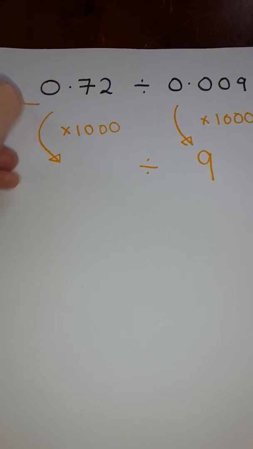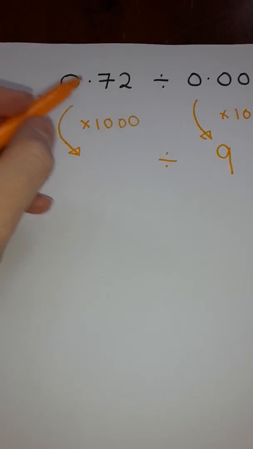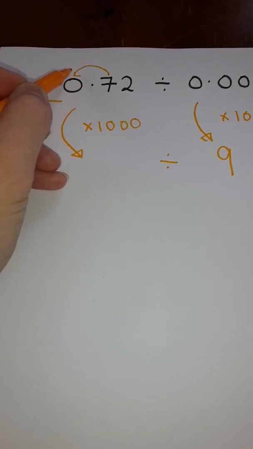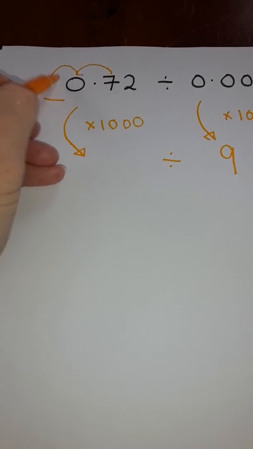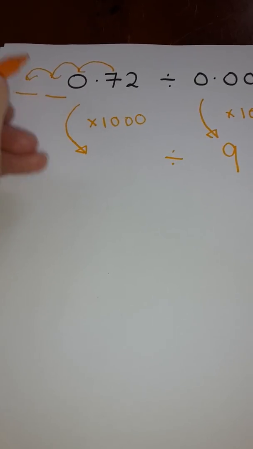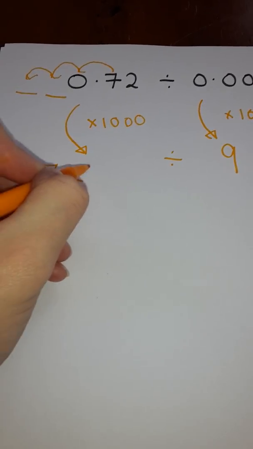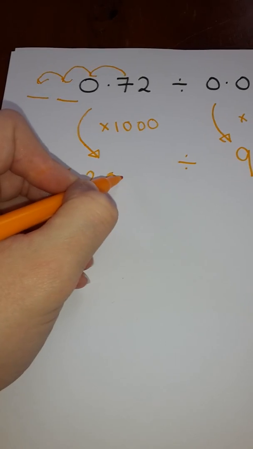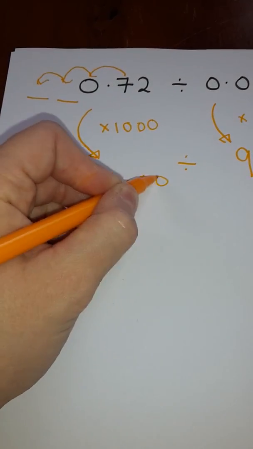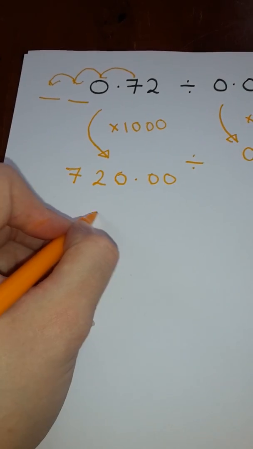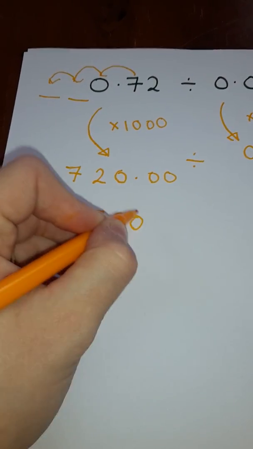This means, and I'm just going to draw some markers in to help myself, that our 7 needs to move 3 places. So we're going to move 1, 2, 3. So that means that our 7 is going to be here, our 2 is going to be here, then we end up with 0.00. Now, these zeros don't mean anything, so I'm just going to work with 720.